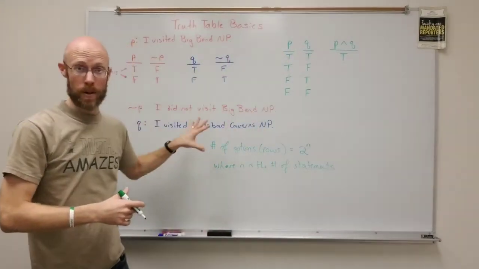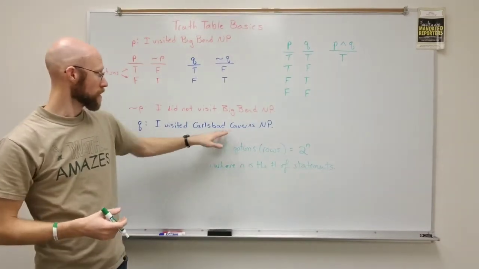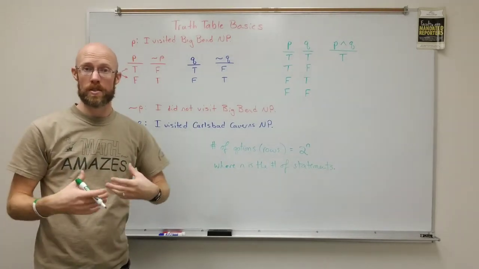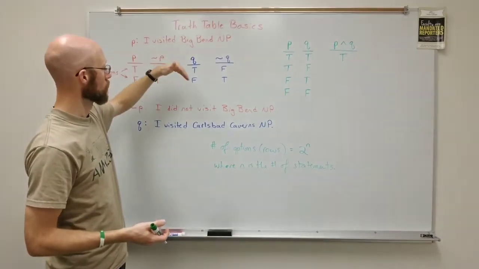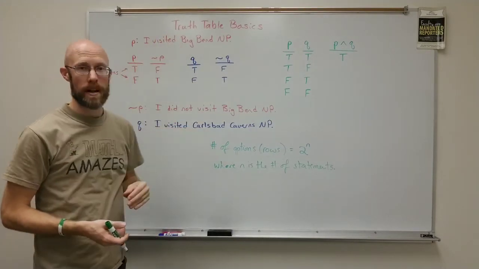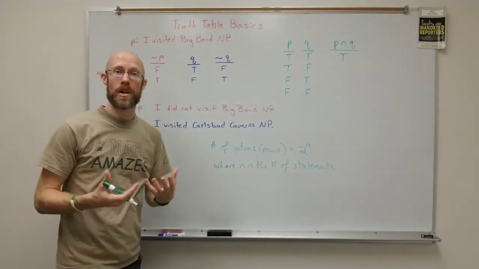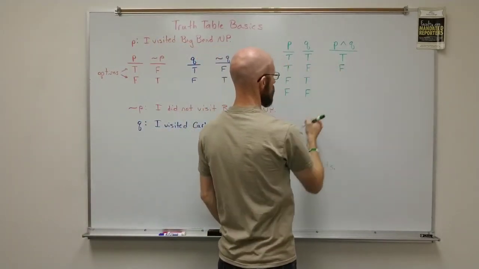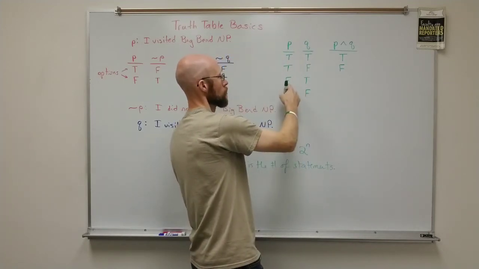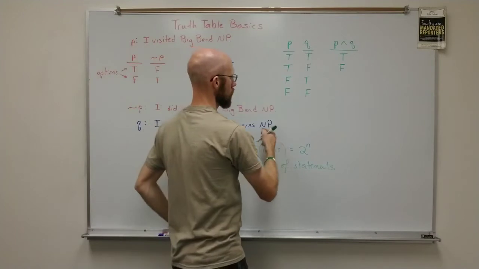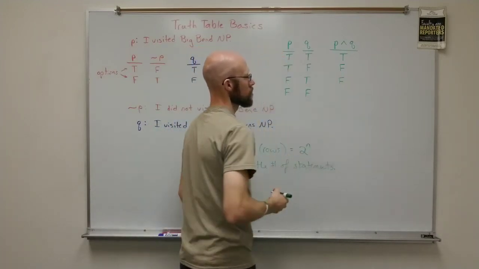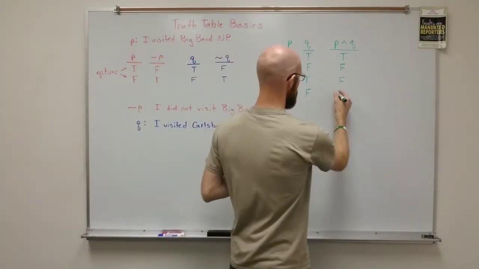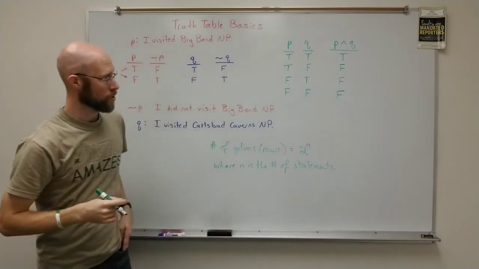But if I'm lying to you on one of these, and it's not true, let's say I didn't actually visit Carlsbad Caverns, then the conjunction is false. Then it's not true that I visited both, right? If I said I visited Big Bend and Carlsbad, but I didn't visit Carlsbad, then the statement I made would be false. So one being true, the other false, makes the conjunction false. Same here. If it was false that I visited Big Bend, but I did visit Carlsbad Caverns, then the conjunction is still false. And of course, if they're both false, then I'm just really lying to you, right? So the conjunction would also be false.